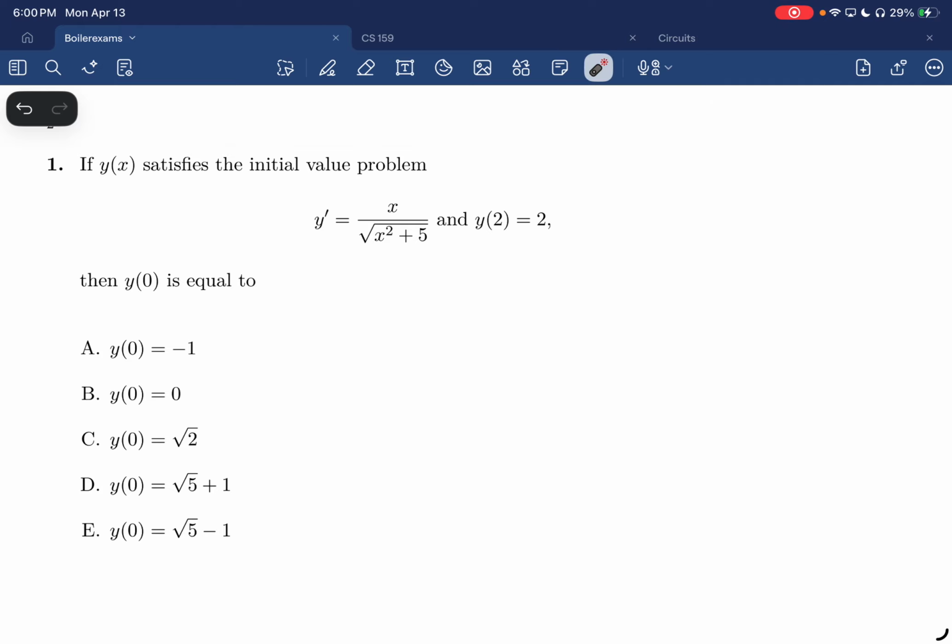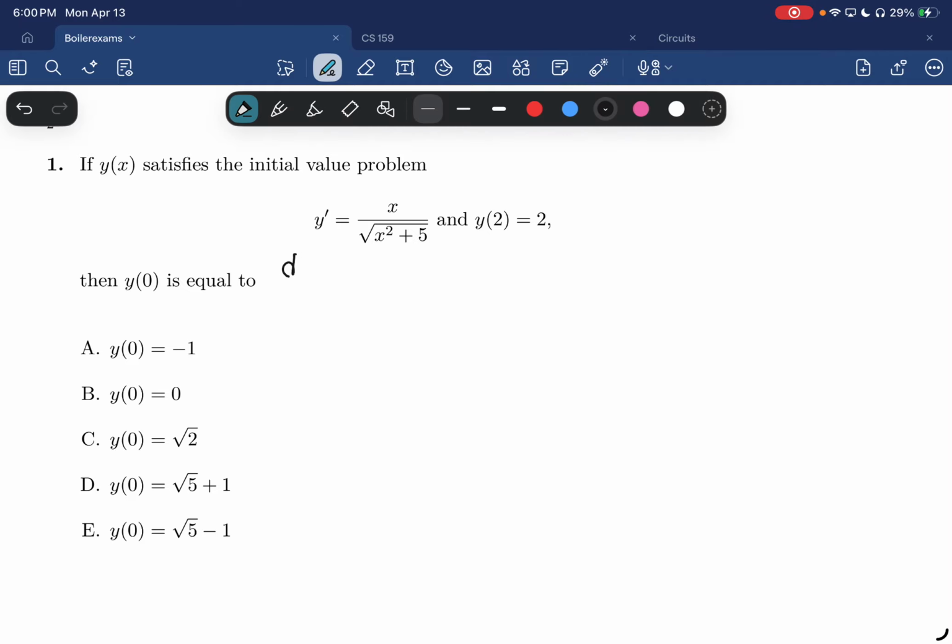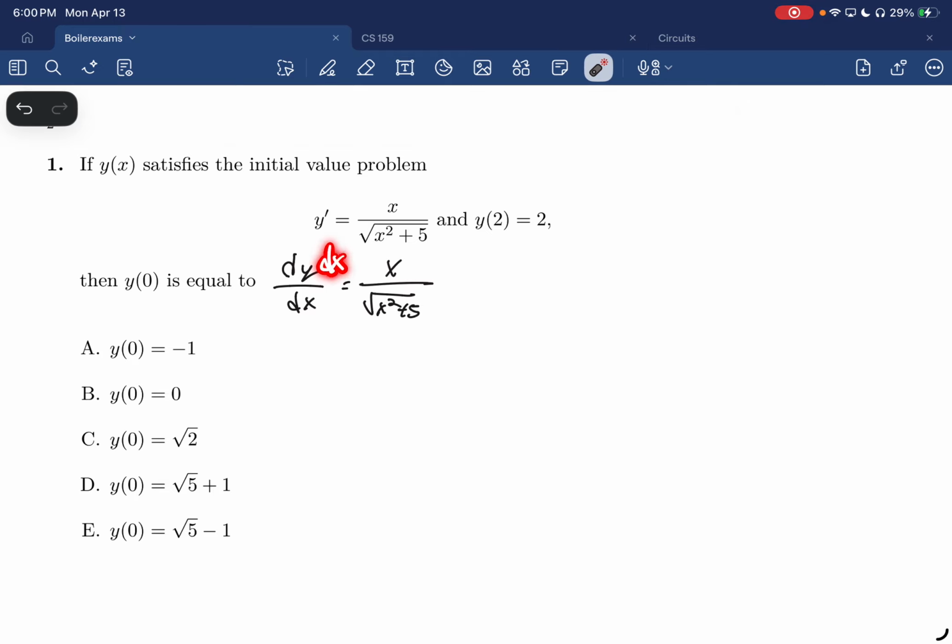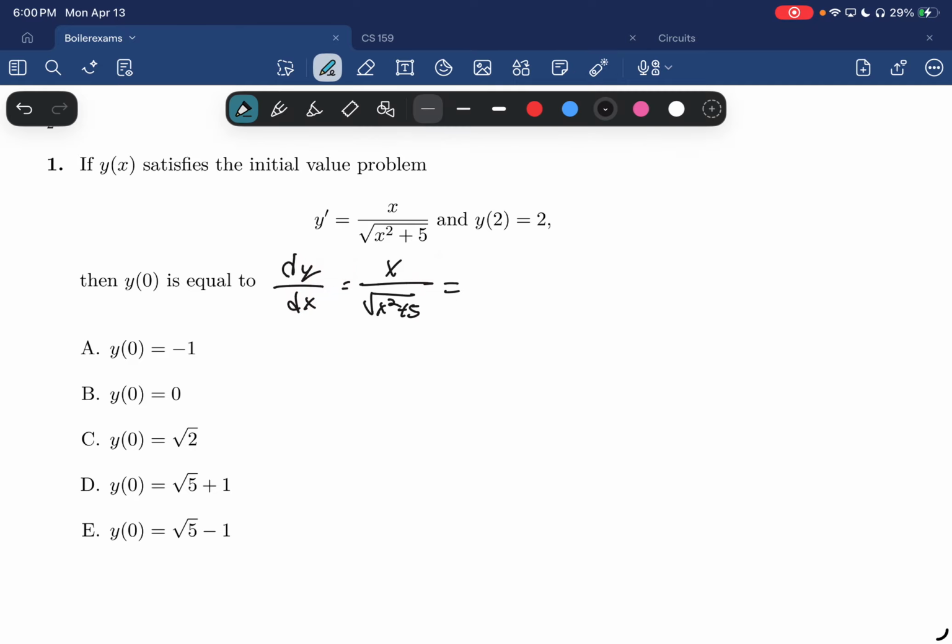Okay, immediately when you see these initial value problems, what I like to do is rewrite y prime into dy dx. It might not be super helpful here, but in other problems, it helps to organize it using this step. So let's rewrite this as dy over dx equals x over the square root of x squared plus 5. If we multiply both sides by dx, it cancels on this side, and we're setting it up perfectly for integration. Okay, dy equals x over the square root of x squared plus 5 times dx.